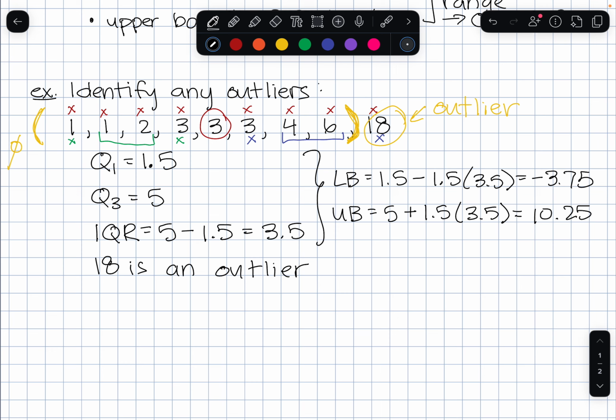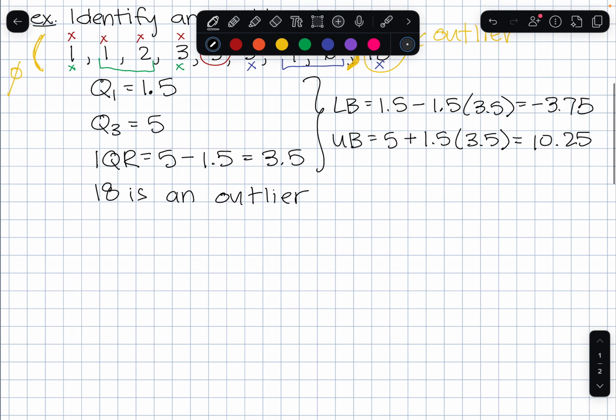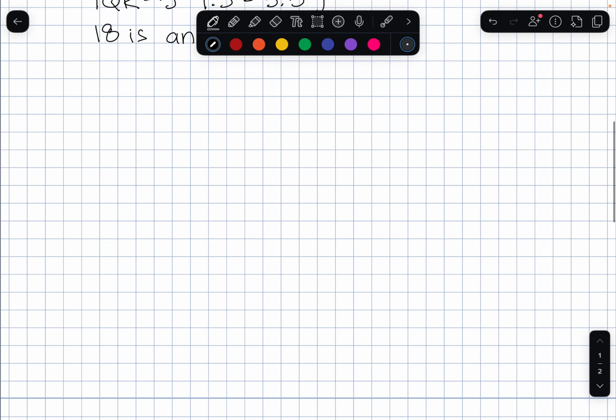I could probably guess that just by looking, because 18 is 3 times bigger than the next biggest data value in my data set, and a gap that large, if I were to graph this, would be a good clue that there's probably an outlier just by a visual inspection of the graph. So the question is, what does this tell us about measures of center and measures of spread?